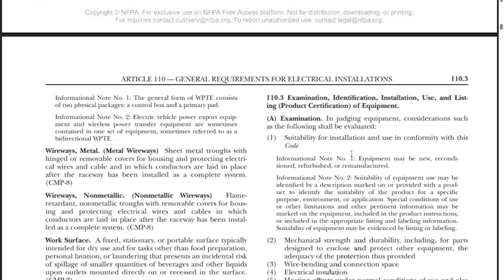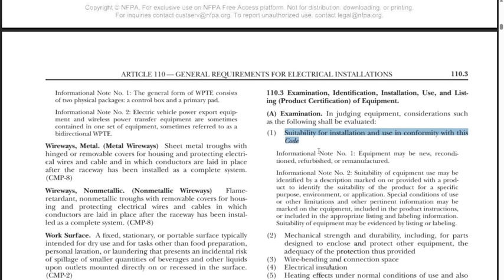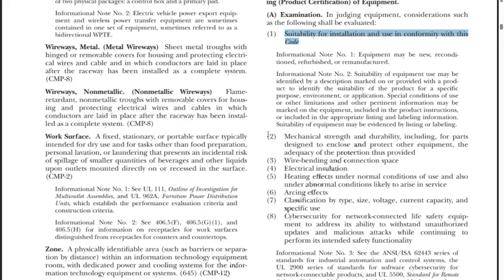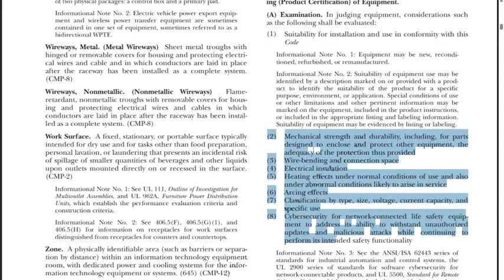Whatever it is that we install or use, as it says there, equipment considerations such as the following. Number one, suitable for the installation and use with conformity to this code. And that's how they put a stop to anything that isn't properly listed. Now they go into a bunch of other ones. We don't have to highlight those.